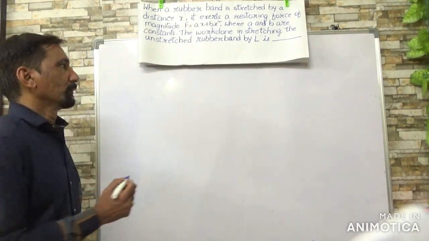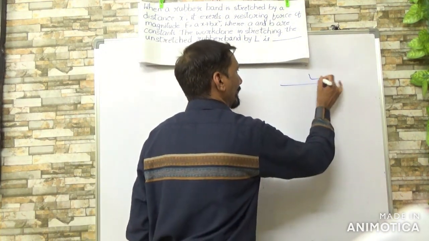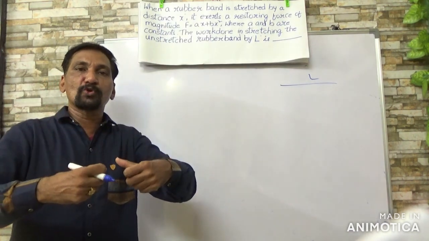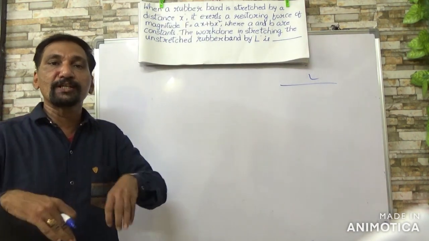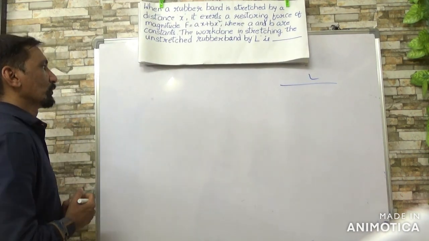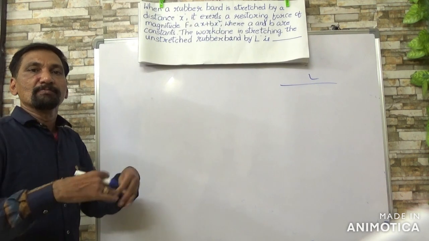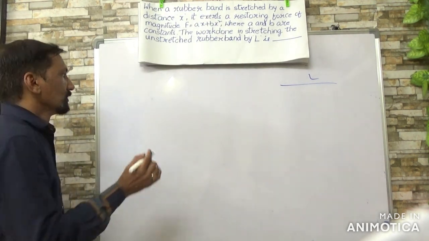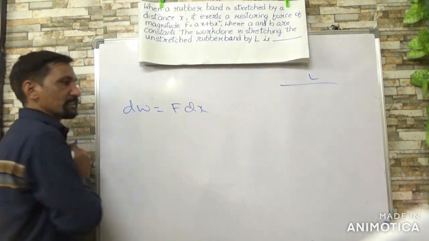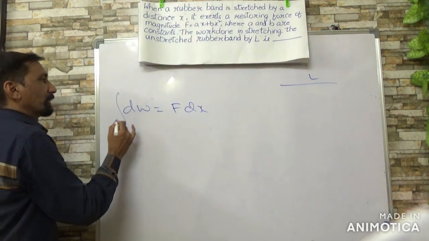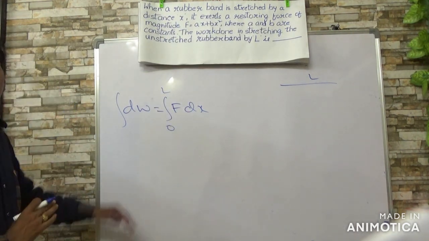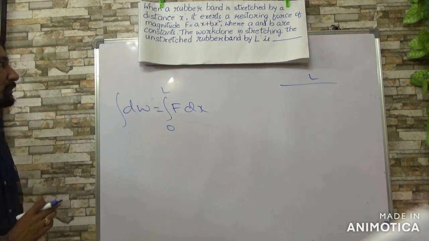Now in this problem, there is one rubber band of length L. So work done in stretching: when you apply some force on it, it will deform. Due to its restoring force, it will get back to its original position. So you can say the internal energy must be equal to work done. Work done is equal to force into displacement. When you integrate between 0 to L, you get total work done, which is equal to energy.